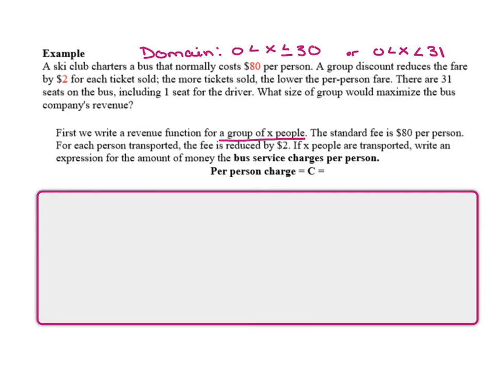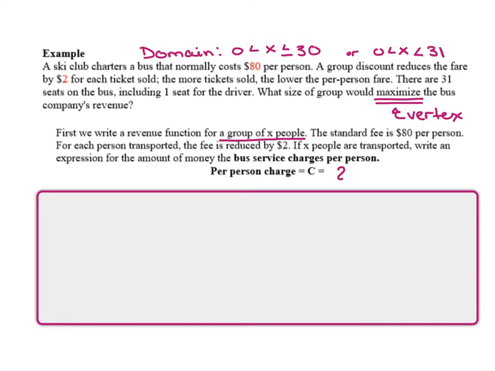Now let's look at the problem in general. What size of a group would maximize the bus company's revenue? Well, maximize usually means we need to find a maximum or a vertex. But in order to find the vertex, we need the function. So first we write a revenue function for a group of x people, remembering that the standard fee is $80 per person, but is reduced by $2 for every person that goes. We need to write a function in terms of x.